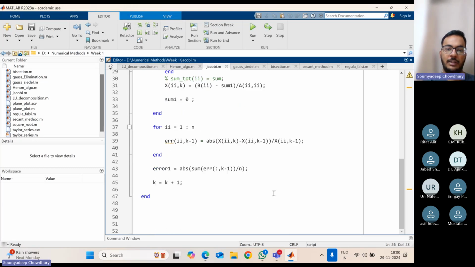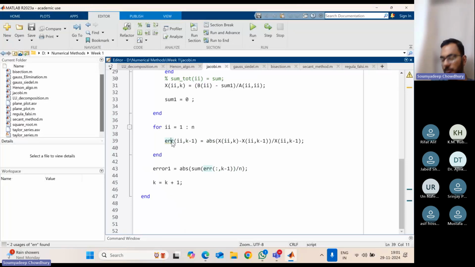And then after we get x, we have to reinitialize sum equals to 0, because for the next variable, that is x2, again the sum has to be calculated from the beginning. That is, there is no relation between sum of x1 and sum of x2. That's why we are reinitializing sum equal to 0. And in line number 37, 39, we have basically calculated the error.